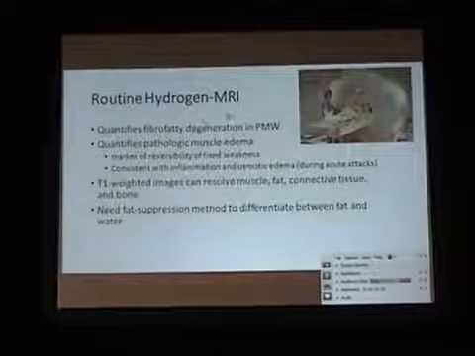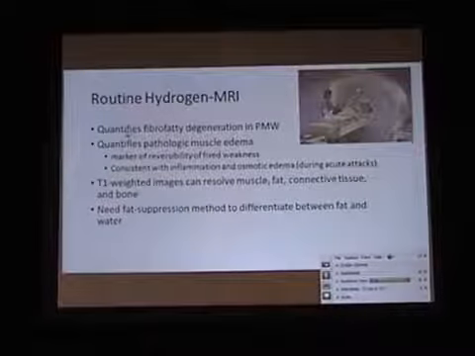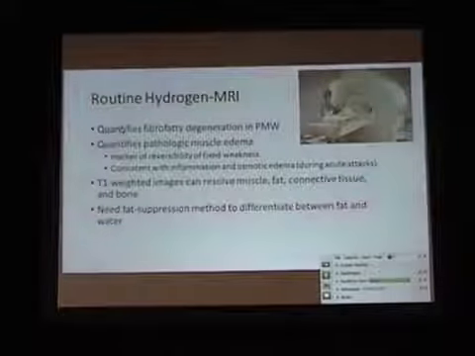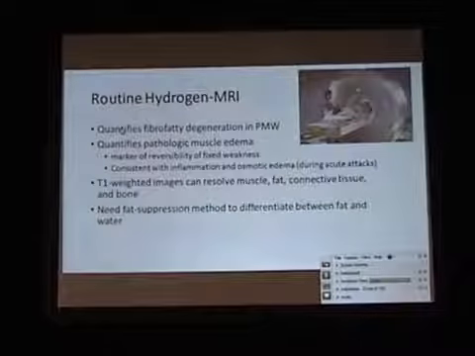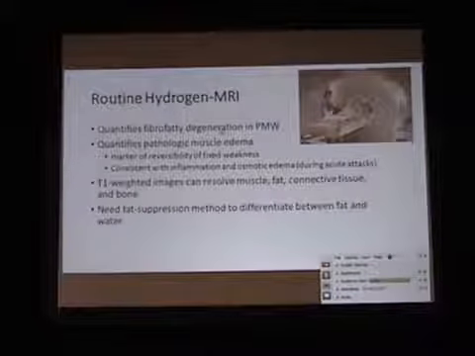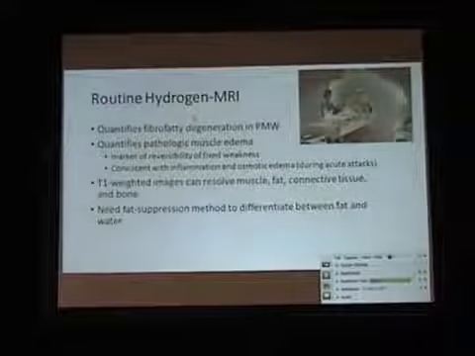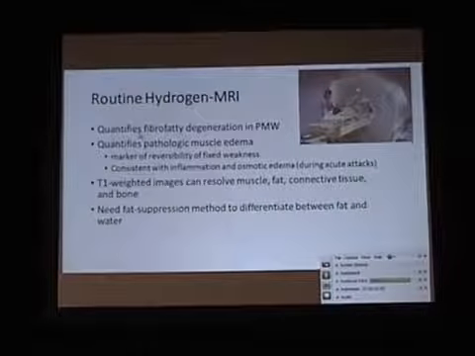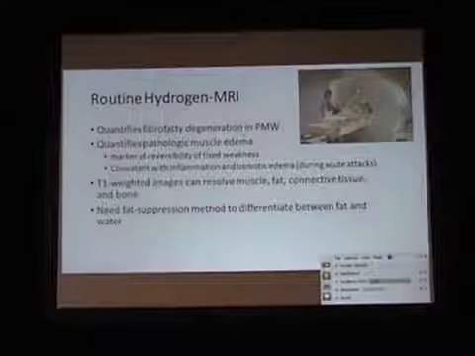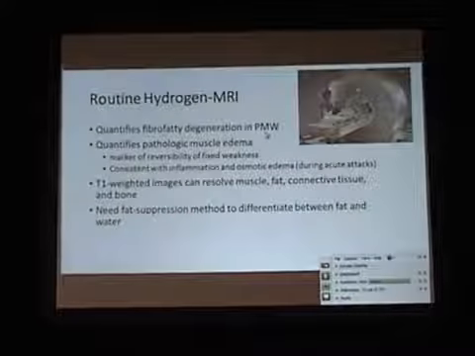Then there's MRI. I don't know if every person needs an MRI, but the whole point is if it's not a clear-cut case, or you're curious how much muscle loss you have, it's something you can consider doing. And it quantifies the fibrofatty degeneration of the permanent muscle weakness.